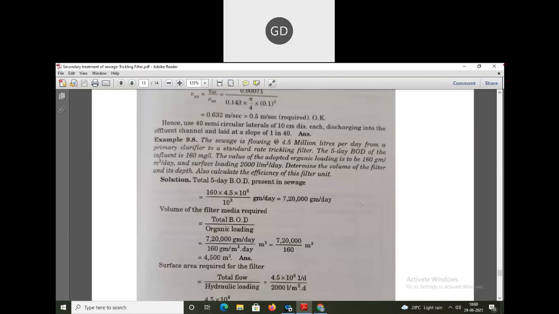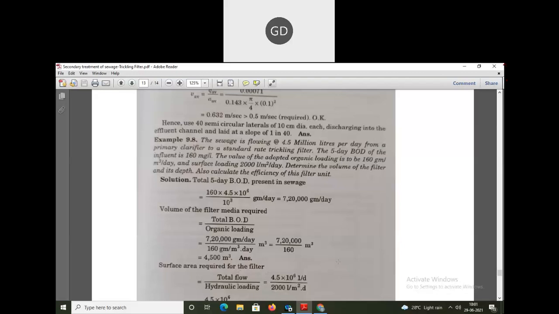Now, to find the surface area, you have to find the volume of the filtering media also. The formula for the volume of the filtering media is total BOD divided by organic loading. If you divide the total BOD you just got by the organic loading value, which is already given, you will get the volume of the filtering media as 4,500 meter cube. So that is one part of the answer you have got.